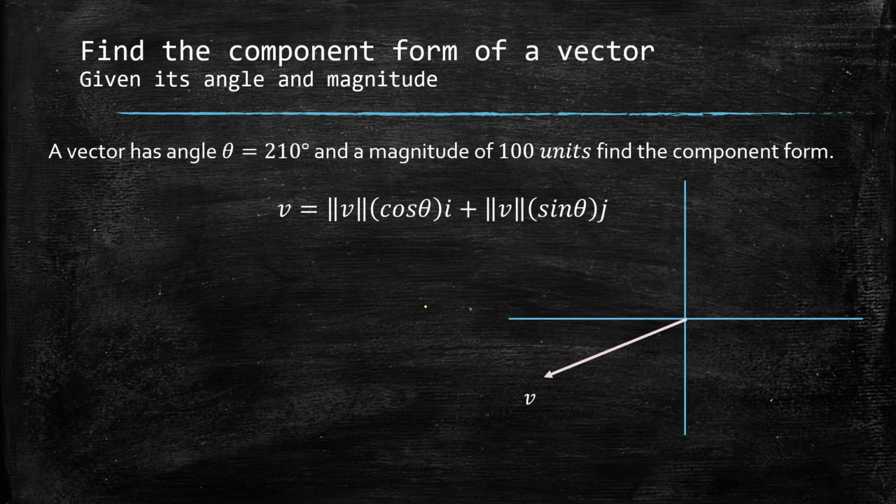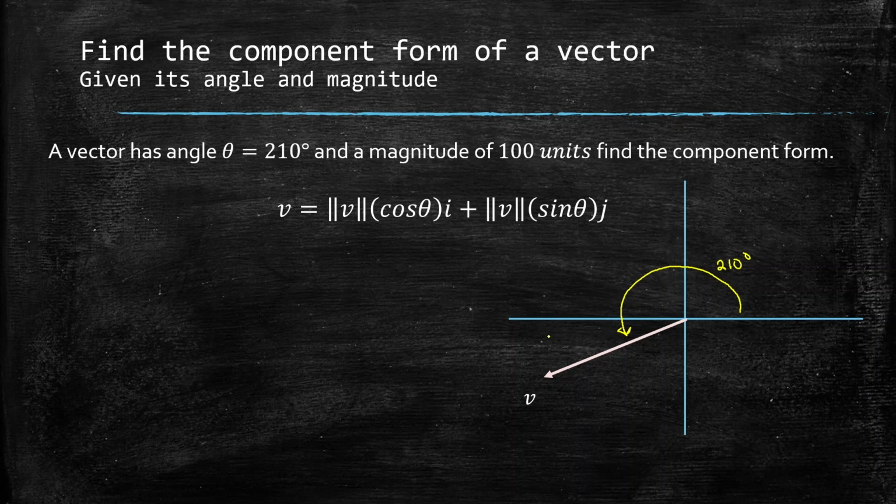So let's find the component forms of vectors. If I'm not given the x and y value, but I know the length and I know the vector angle, then I can calculate that. Here, remember my angle is 210. So if I go all the way around this way to here, this is 210 degrees, and I have a magnitude of 100 units.